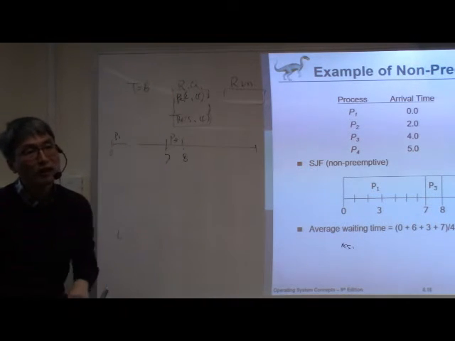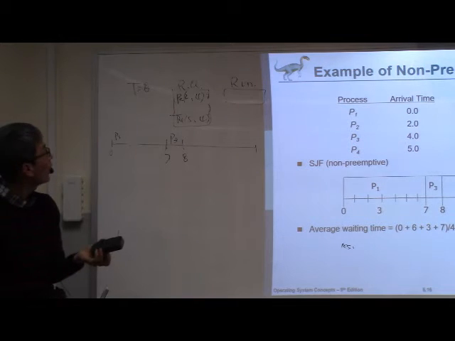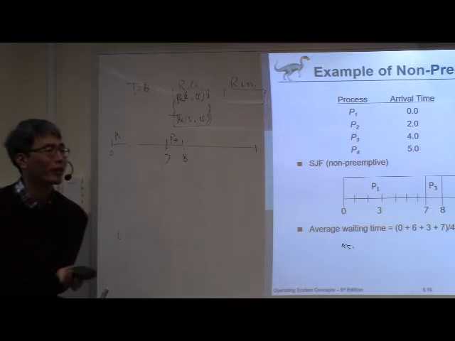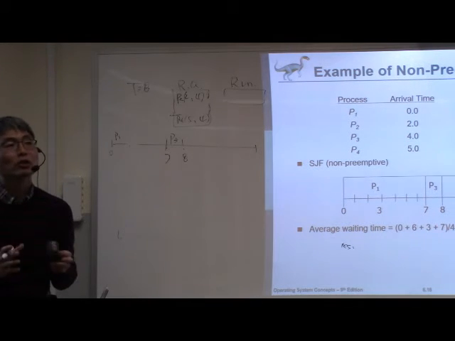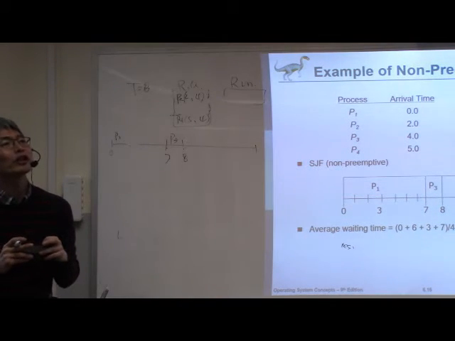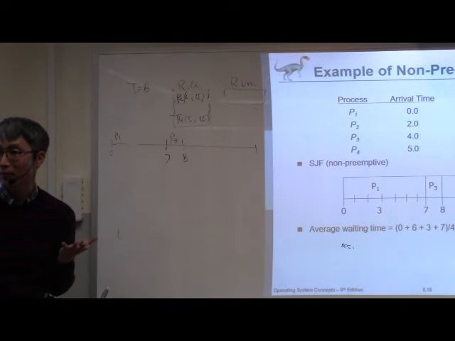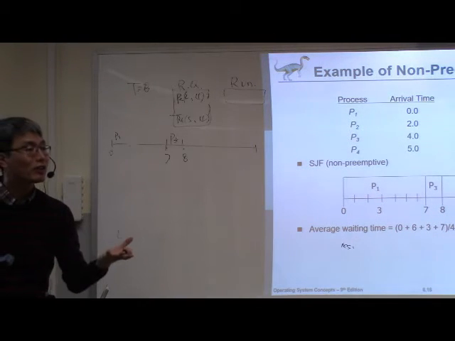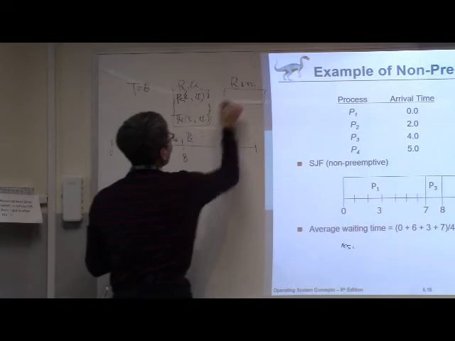Then we will select the next one. Which one is next? P2 and P4 have the same CPU burst time, so we need a tiebreaker. For the tiebreaker, we can use first come first serve. From now on, do not ask during the exam. In case of the same time, we will use first come first serve as the tiebreaker. So in this case, P2 will be selected.